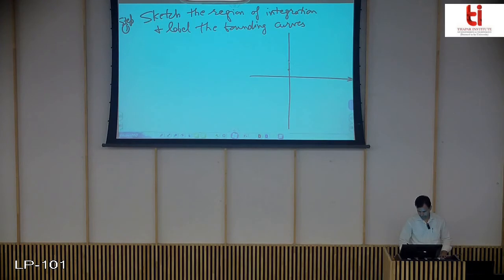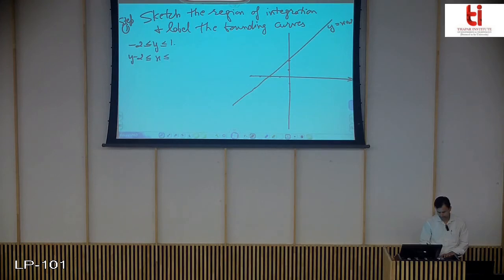This is 1, this is 2. 1, 2, 3, 4, 1, 2. This is a line, the line y is equal to x plus 2. Now from the region of integration, you have the limits: y is between minus 2 and 1, and x is between y minus 2 and minus y square. These are the limits of integration given in the question.